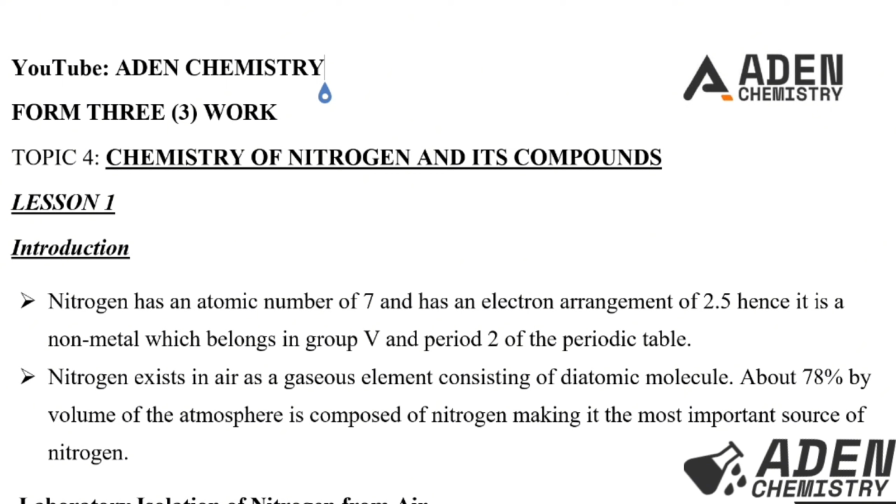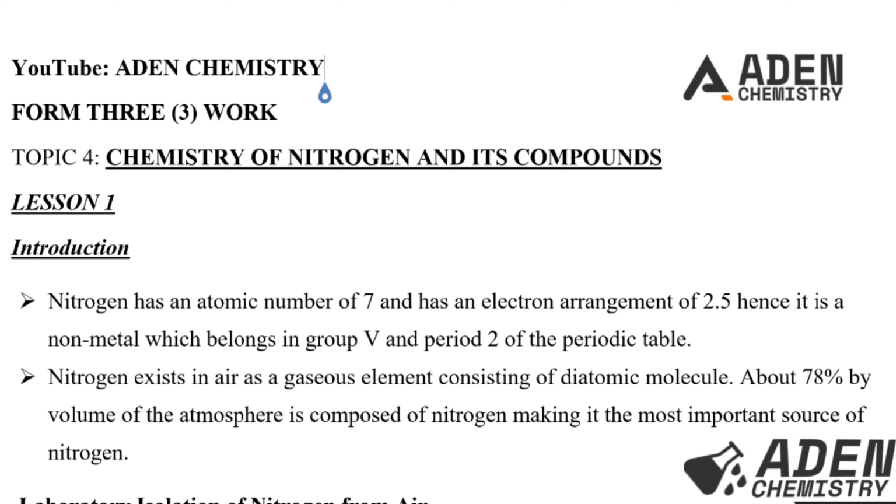So today we want to proceed to topic 4, and the name of the topic is called chemistry of nitrogen and its compounds. Learners, know that this chapter is one of the chapters of the chemistry of nonmetals. Chemistry of nonmetals includes carbon and its compounds, nitrogen and its compounds, sulfur and its compounds, and also chlorine and its compounds. So the way we introduce carbon and its compounds is the same way we introduce nitrogen's compounds.